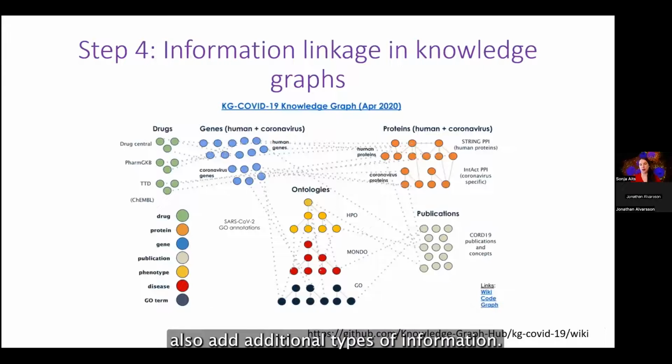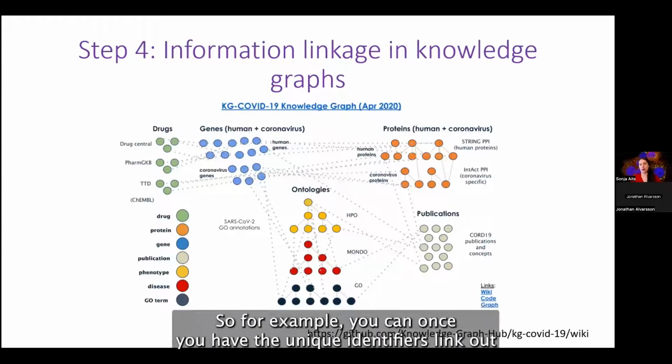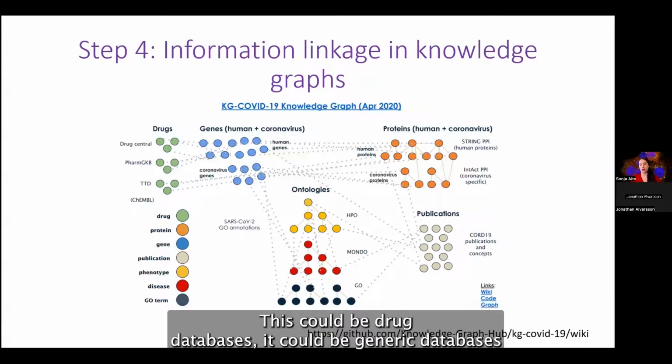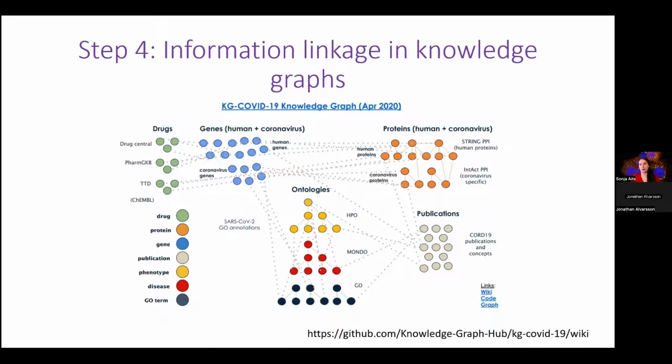You can, of course, also add additional types of information. So, for example, once you have the unique identifiers, you can link out to different databases using these identifiers. This could be drug databases, it could be genetic databases, and so on.